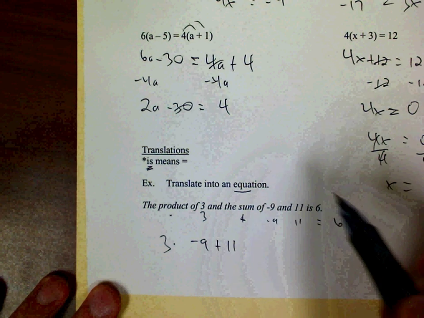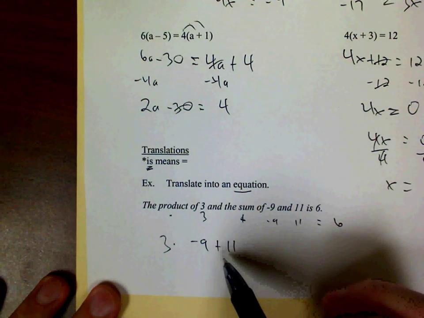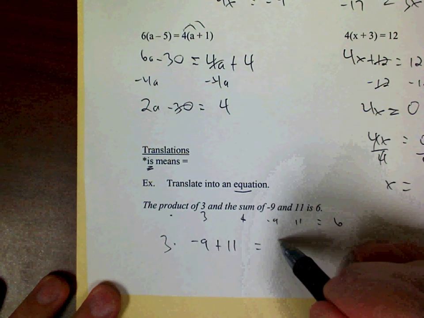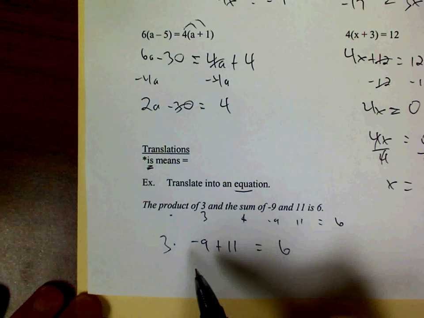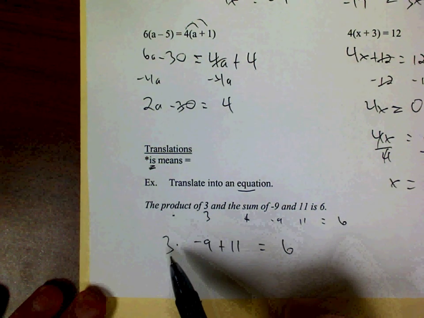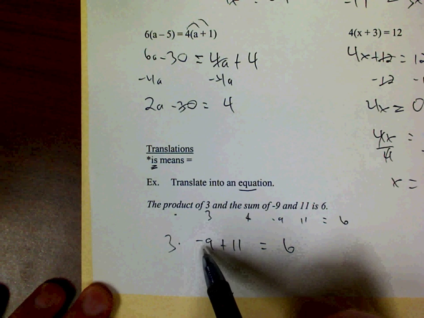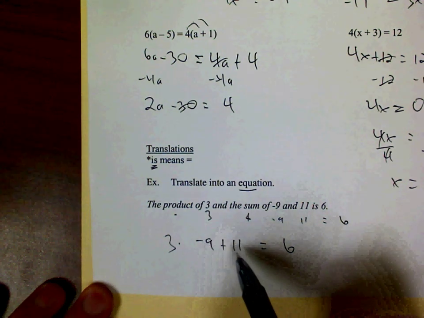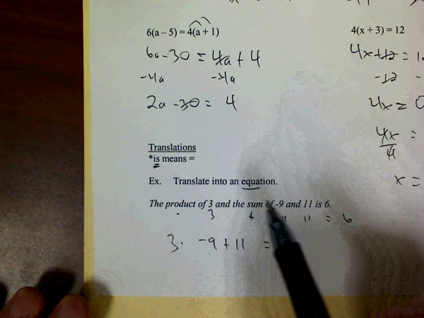So the sum of negative 9 and 11 will be written as negative 9 plus 11, and then "is" equals, and then 6. Now, the way it's written isn't correct, because if I were to do it by the order of operations, I would multiply first. 3 times negative 9 is negative 27. Negative 27 plus 11 is negative 16, which definitely isn't 6. So we have to look at this a little bit more closely.